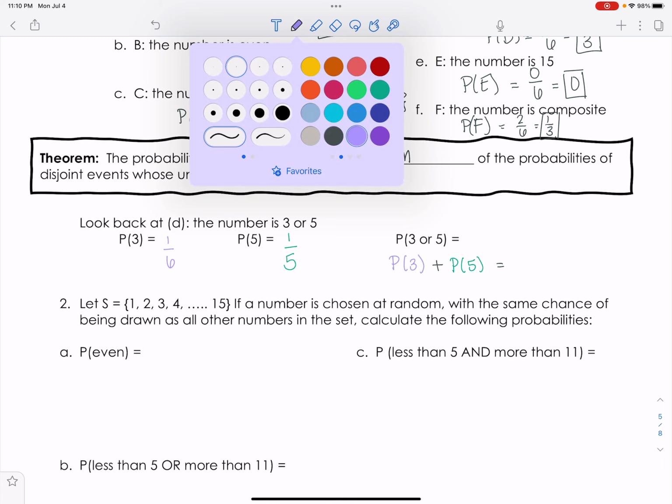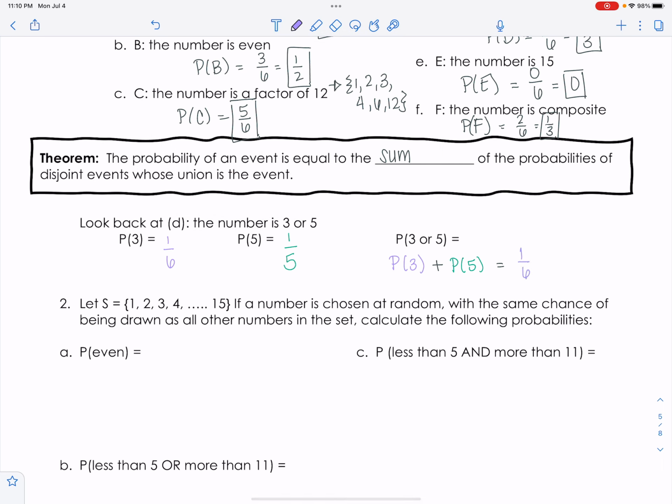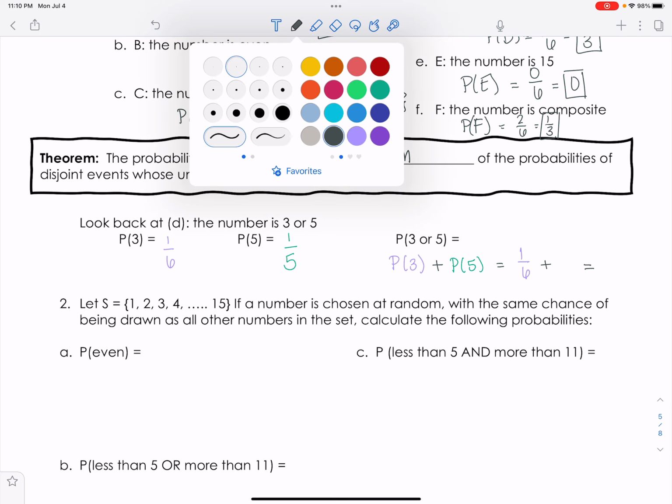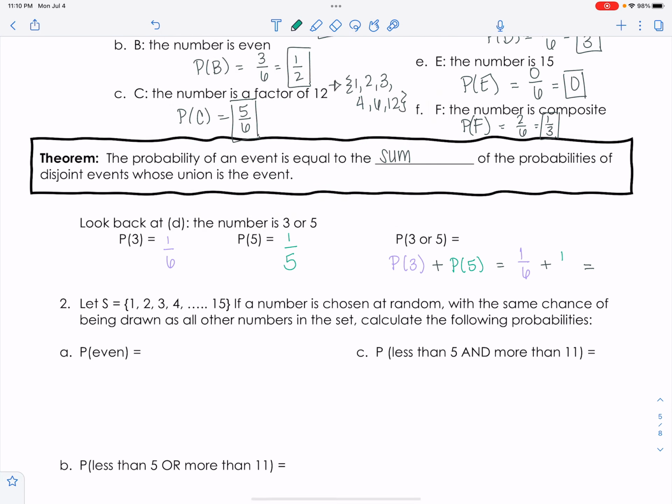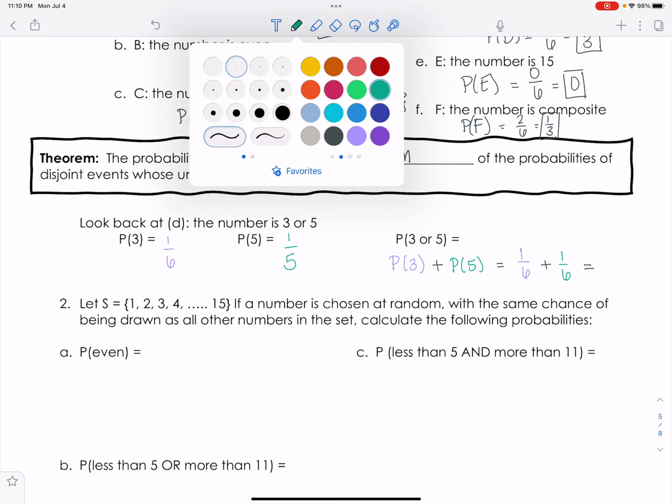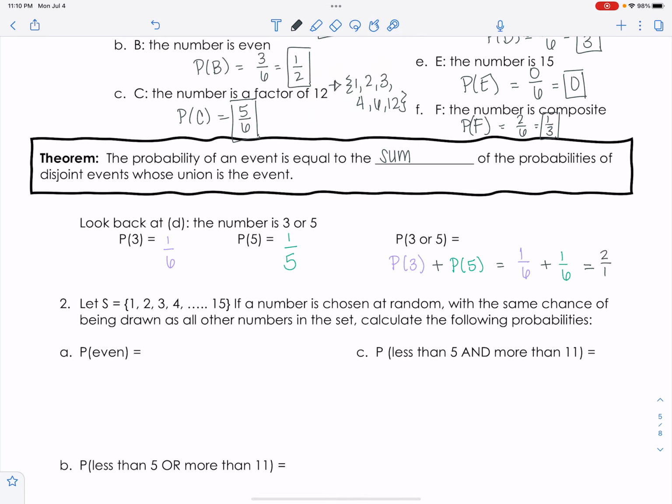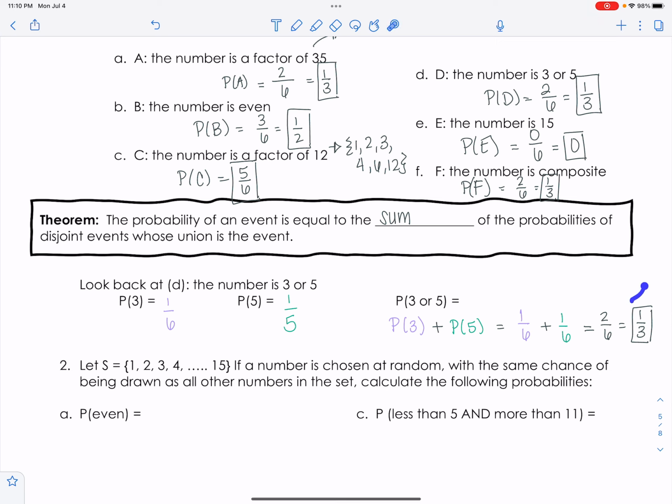And so I'm going to have 1 out of 6 plus 1 out of 6, which is 2 out of 6. And then that still reduces down to 1/3. Same answer we got before, but there's an official theorem that's going to help us later on, especially as we look through some more complex examples, even moving forward into the rest of chapter 9.